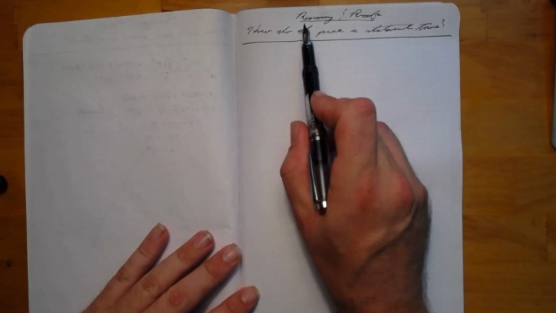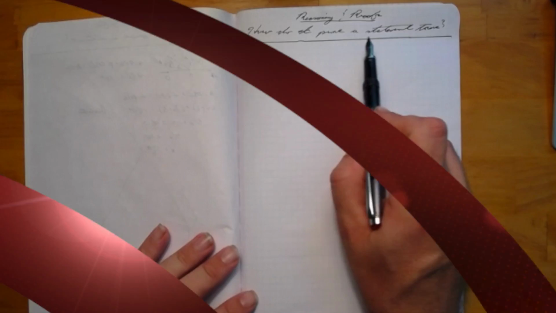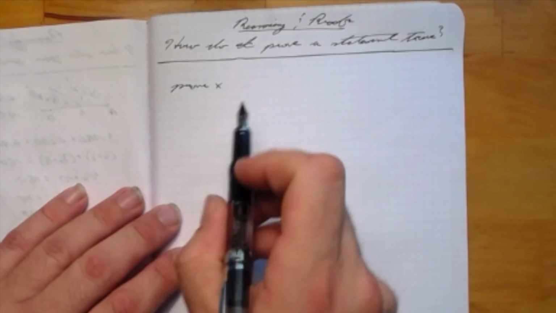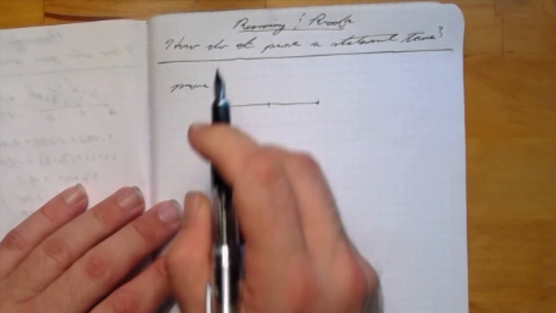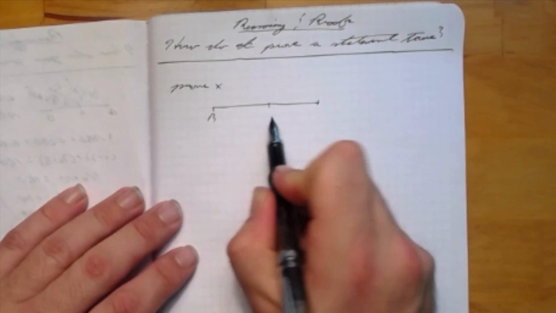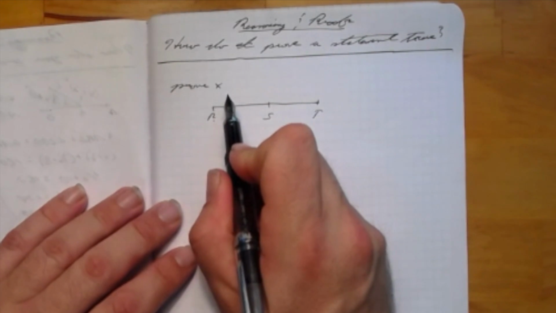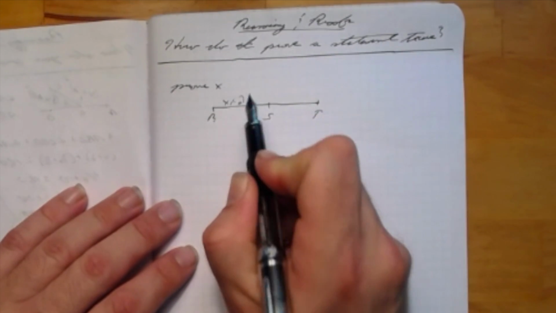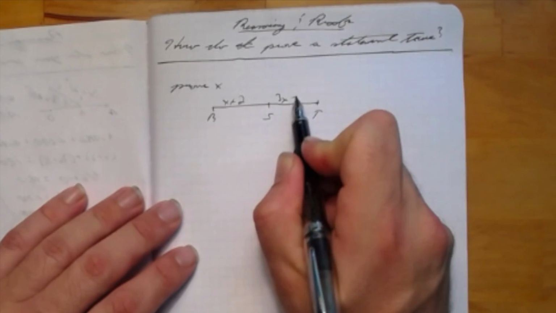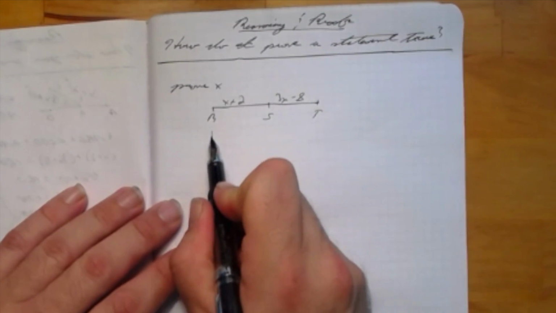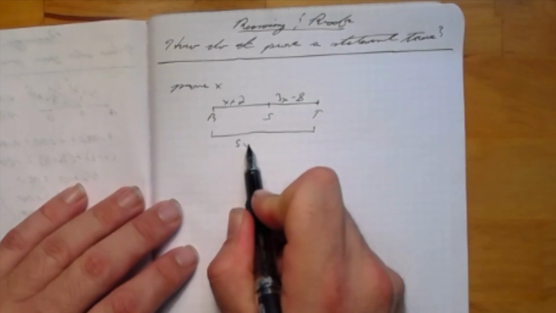What we're looking at here is reasoning and proofs. And how do I prove a statement is true? I'm going to use a line, and what I'm going to see here is if I have a line where I have R, S, and T, if the first part of my line is x plus 2 long, and the second part of my line is 3x minus 8, with my whole line being the length 5x minus 12.